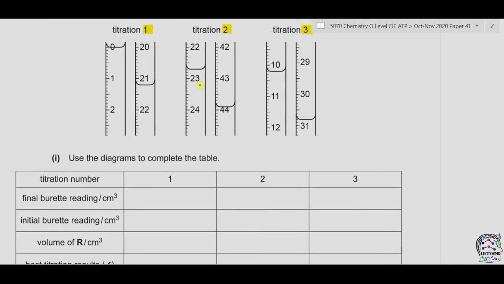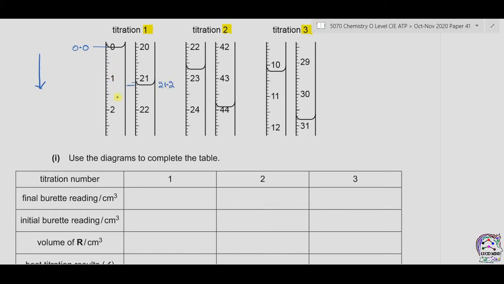In order to take readings from these burettes, you should always remember that you should move from top to bottom for reading. For example, this is 0, and the reading should be 0.0 initially. Then we have to move from top to bottom, that is 20, and then 20.5, and then 21. Then we can see that the meniscus is at this level, which is 21.2.